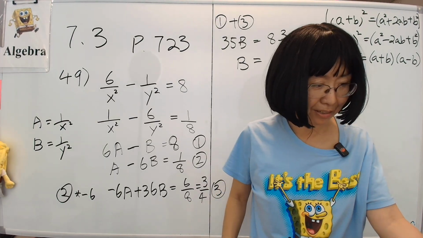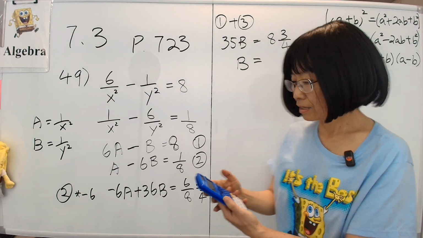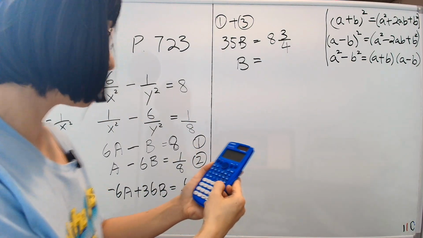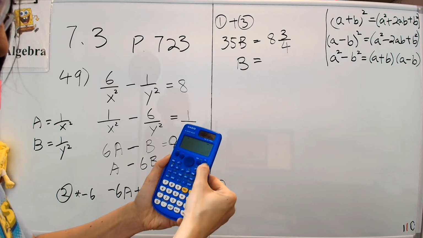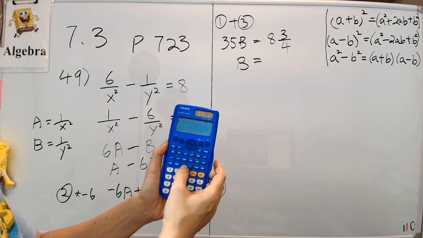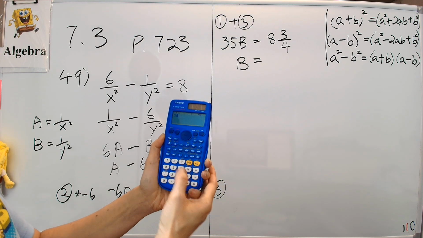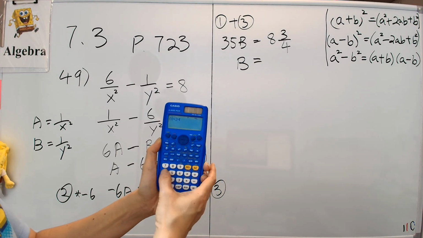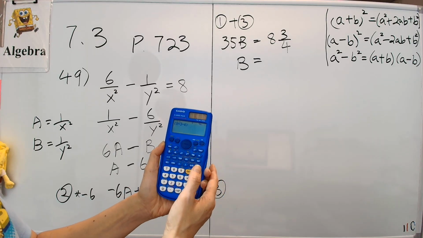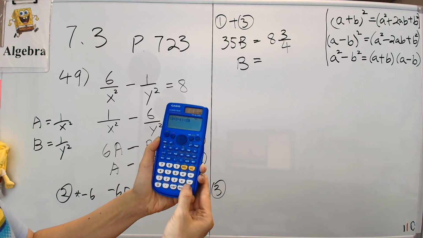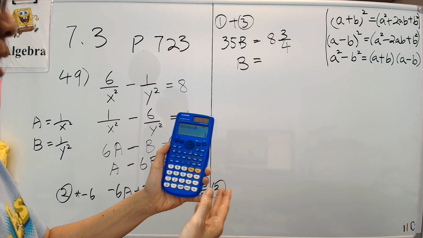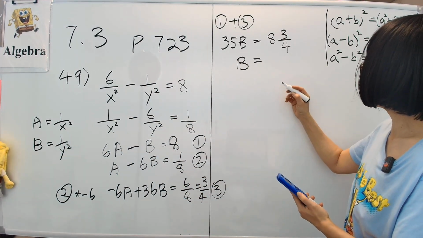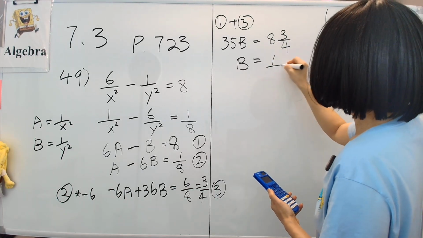Let's see what the calculator says. We have, let's see, I'm not sure how to type in 8 3/4, so I'm just going to type in parentheses, 8 plus 3 divided by 4. Okay, let's call that 8 3/4. And divided by 35, that gives us something, 1/4. How cute. So b equals to 1/4. b is equal to 1/4.